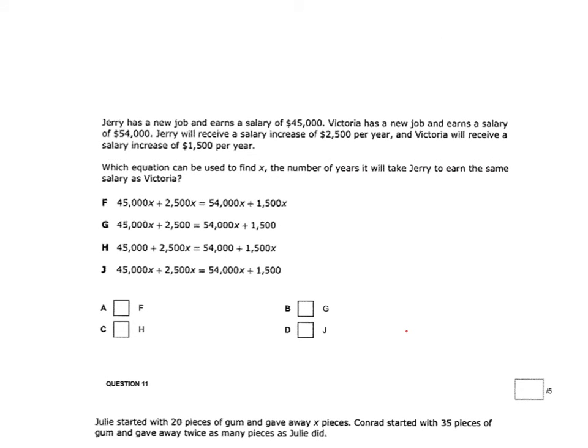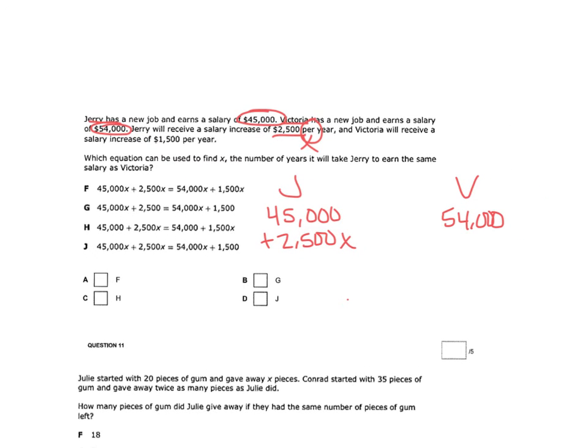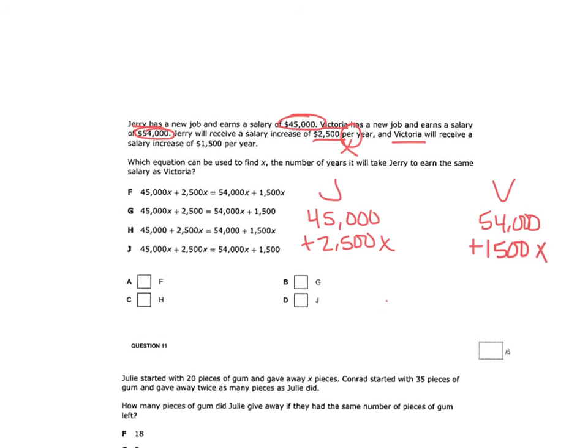Same thing on this one. You're just matching it. You're not even solving it. Jerry has a new job and earns a salary of $45,000. Victoria has a new job and earns a salary of $54,000. Jerry, I'm going to go ahead and write this down. So $45,000 for Jerry, $54,000 for Victoria. Jerry receives an increase of $2,500 per year. So there's a key word that tells us that that has a variable on it. And Victoria will receive an increase of $1,500 per year.